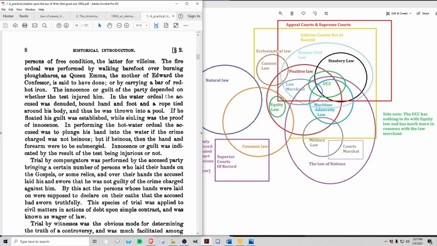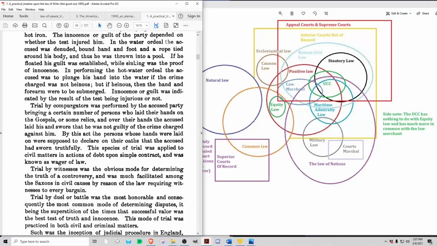Trial by compurgators was performed by the accused party bringing a certain number of persons who laid their hands on the Gospels or some other relic, and over the hands of the accused, laid his hands and swore that he was not guilty of the crime charged against him. By this act, the persons whose hands were laid on were supposed to declare on their oaths that the accused had sworn truthfully. Now, this is basically a standpoint of, here, just bring my witnesses with me now and say that I'm not guilty. That's basically what that comes down to.